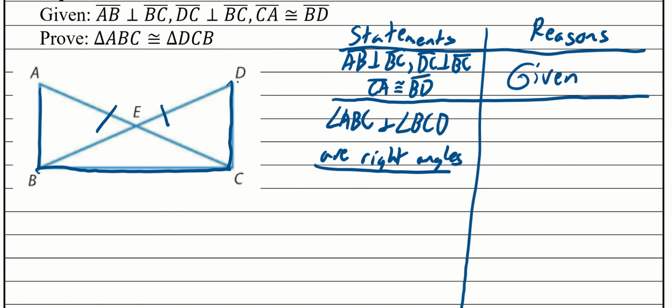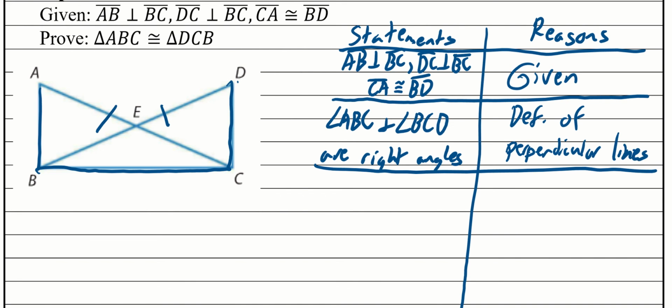And what's our reason for that, or how did we know that? Same idea as the last proof. This came from the fact that these were perpendicular lines. So I'm going to say definition of perpendicular lines. Always need to include this piece here if I'm told that two lines are perpendicular. Okay, and I'll go ahead and mark that as well.